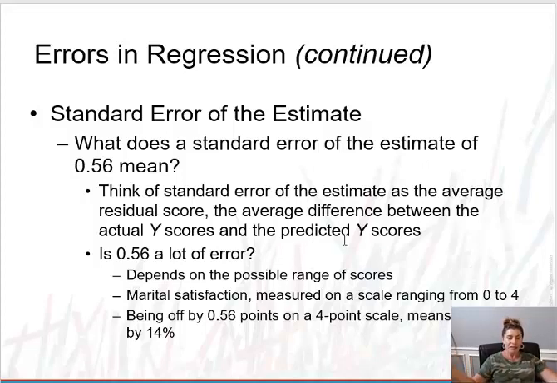So is it a lot of error? It really depends on the possible ranges of scores. Well, remember, marital satisfaction was on a 4-point scale, 0 to 4. So if we're off by 0.56 points on a 4-point scale, we're roughly off about 14%. So it's not too bad. Not great, but not too bad.